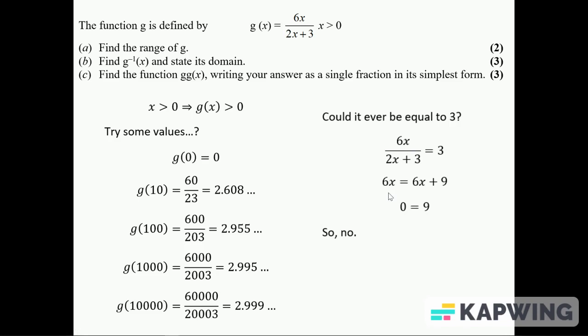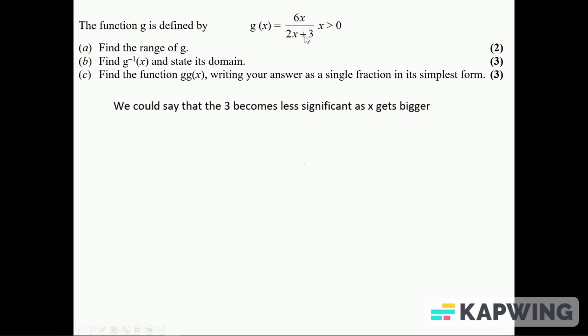So no. So it looks like g of x starts, it's not 0 because x is greater than 0, but it starts above 0 and just gets closer and closer to 3, but doesn't quite make it. So notice the strict inequality signs there. Can't be 0, can't be 3. So it needs to be g of x is greater than 0, but less than 3.